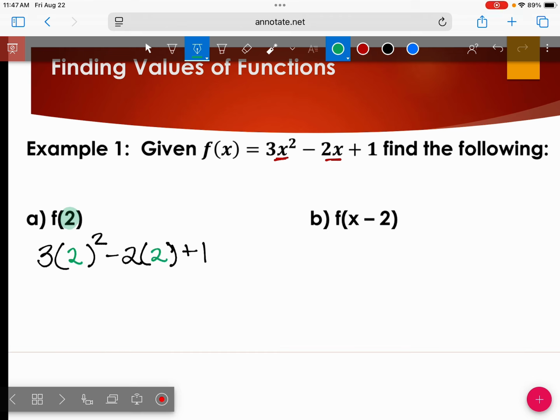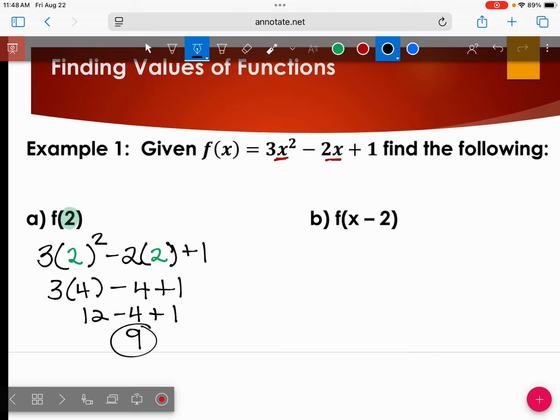You can go ahead and use your order of operations or calculator to see what you get when you do 3 times 2 squared minus 2 times 2 plus 1. We got 3 times 4. All right, who got 9?